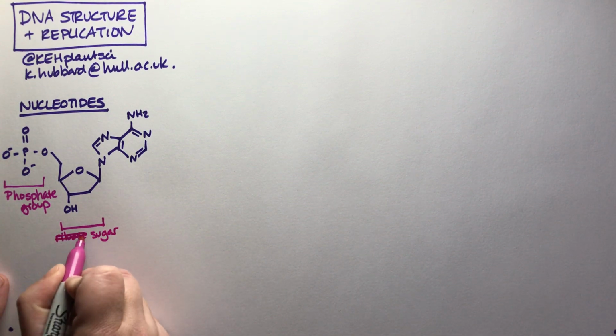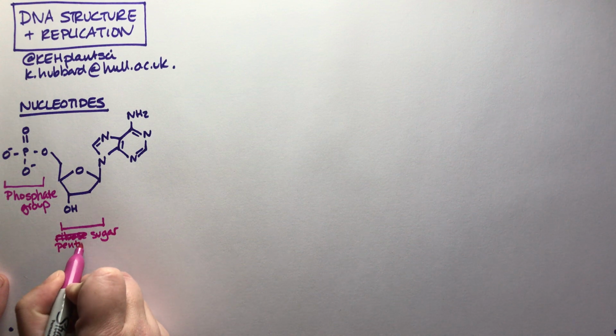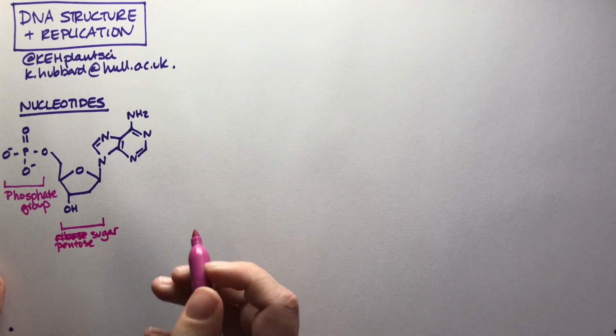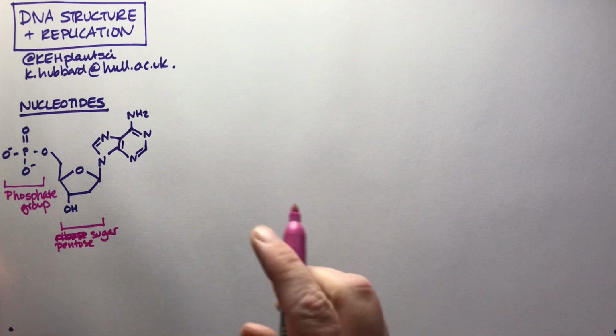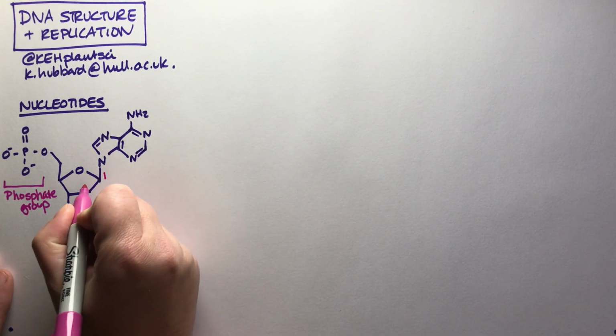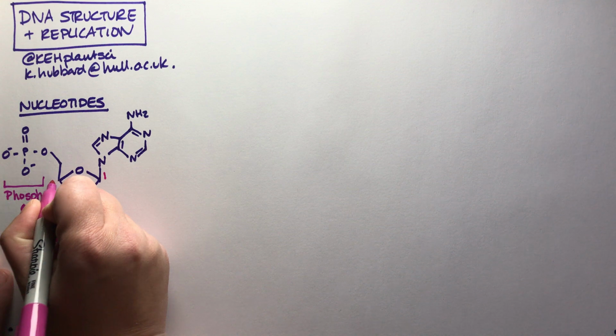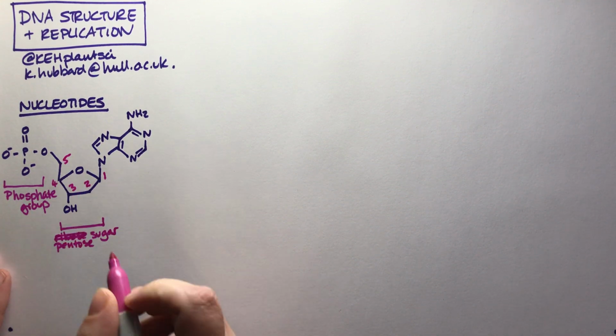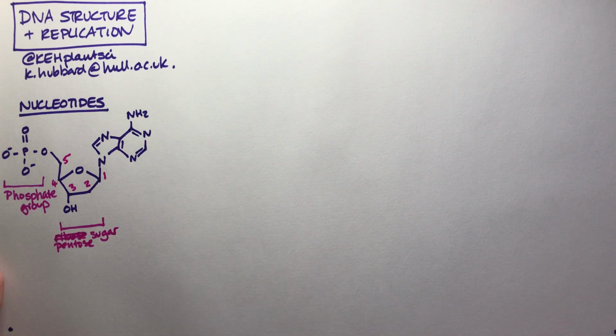Sorry, it's a pentose sugar, which means that it has 5 carbons in it. So a lot of sugars have 6, this one has 5. So we've got carbon 1, 2, 3, 4, 5 there, because that's a CH2 group there. So those are the 5 carbons of the sugar. So we've got a pentose sugar. And there are 2 different versions of the pentose sugar.